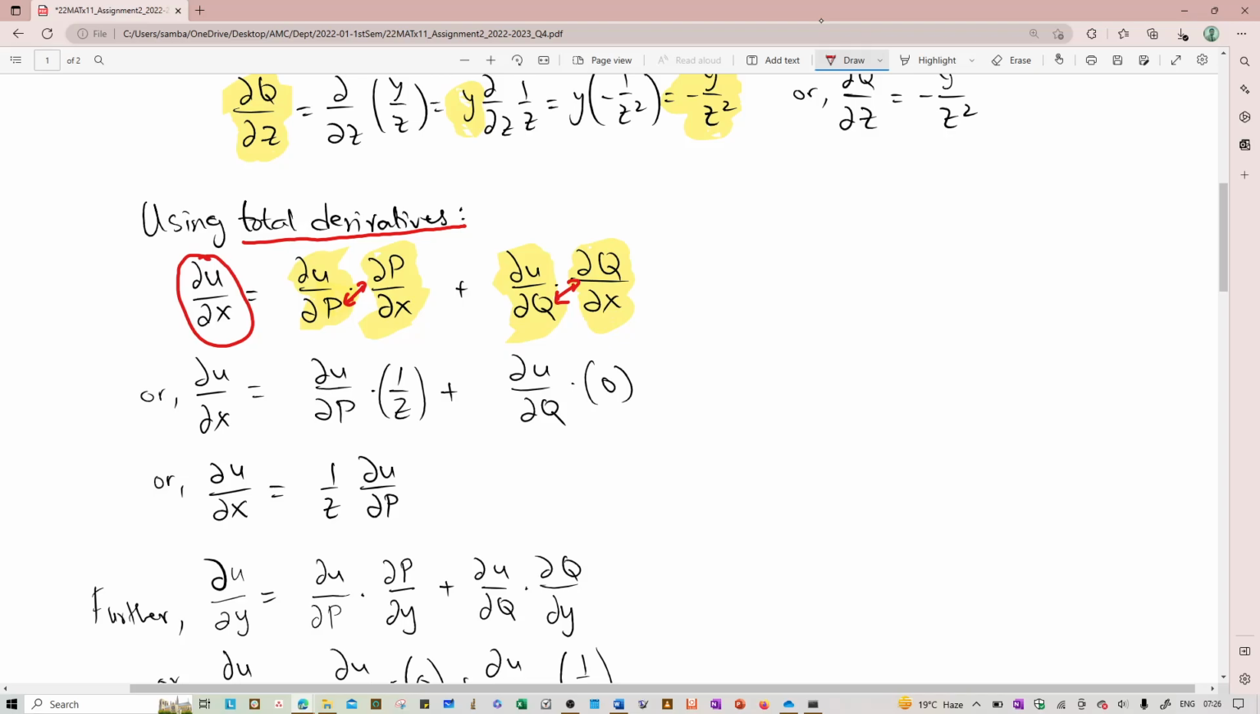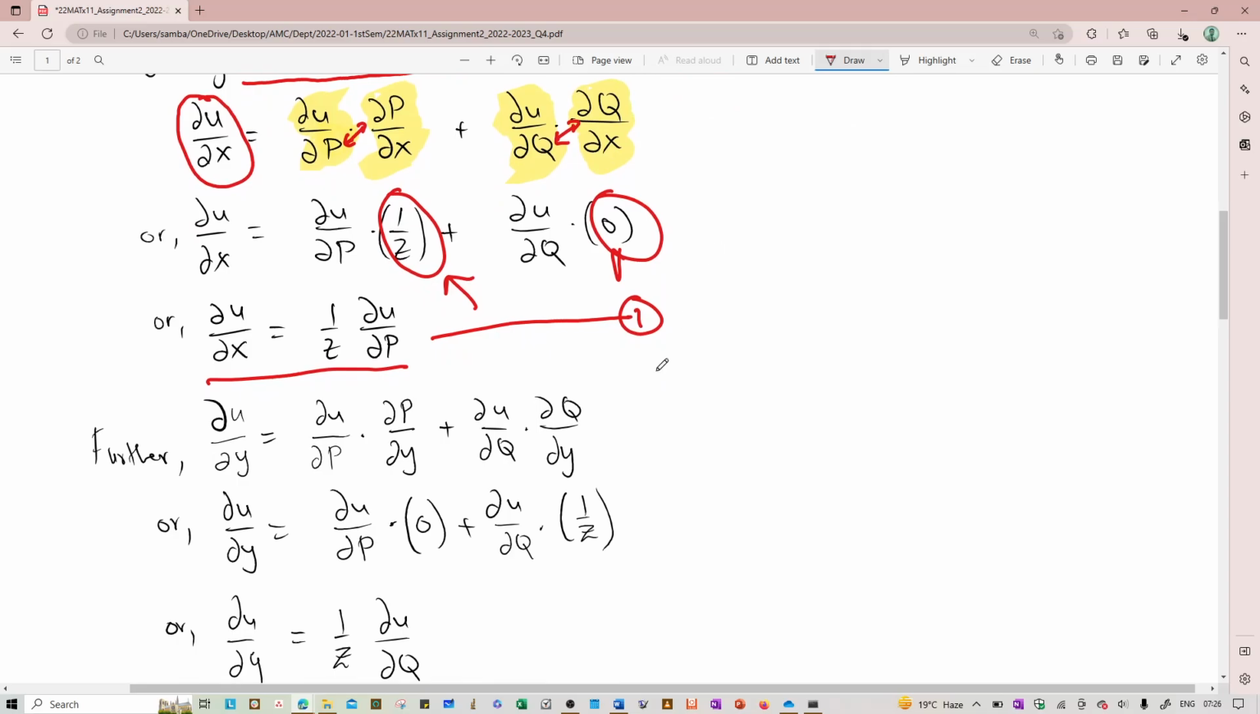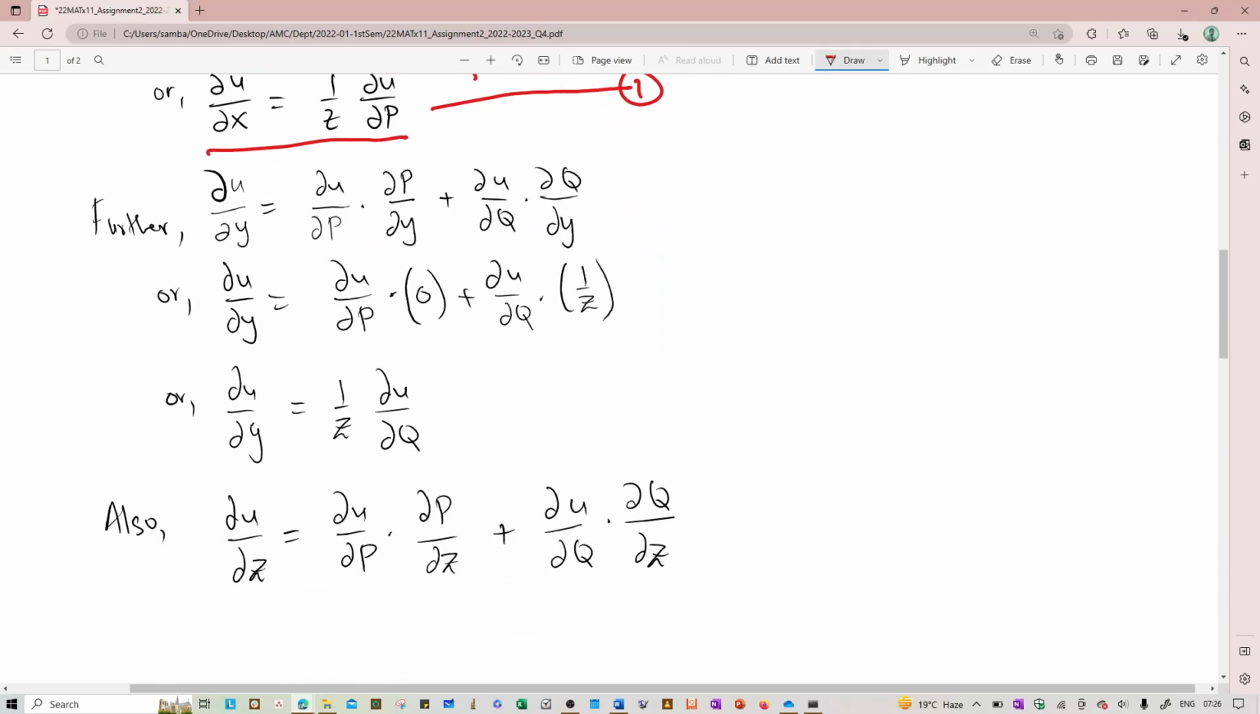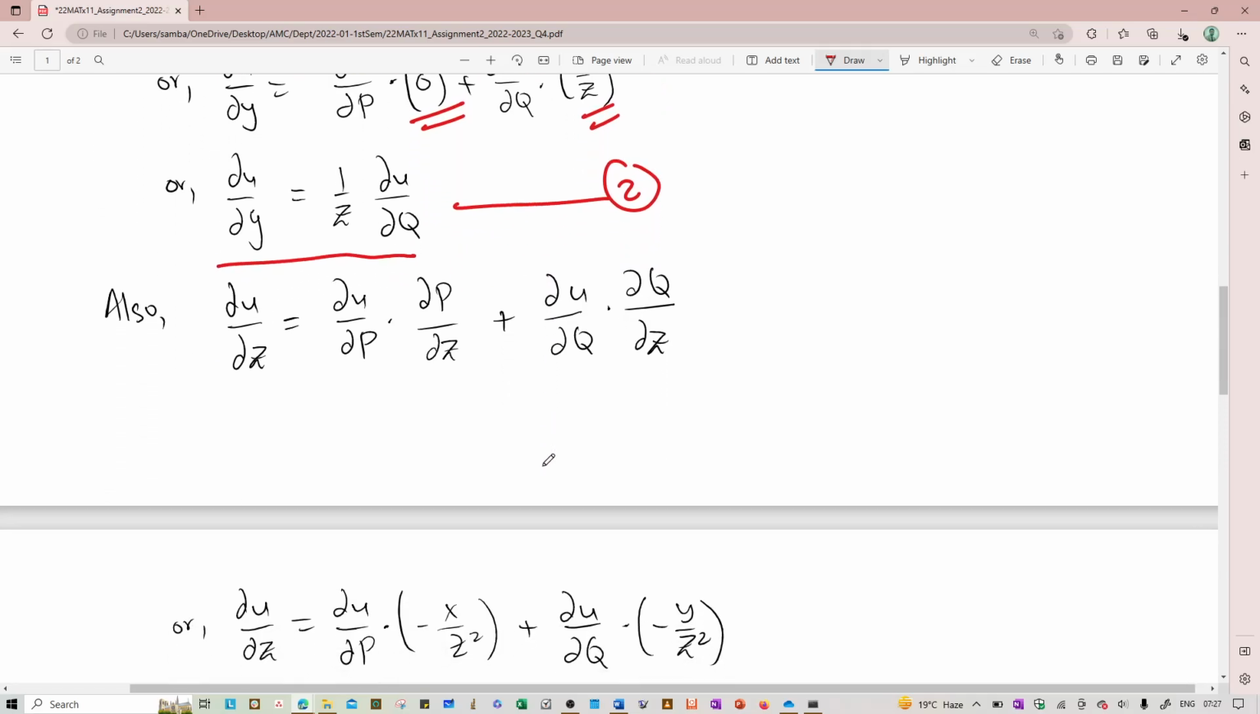Okay, now ∂p/∂x is 1 by z, ∂q/∂x is 0. We replace those values over here and we get an equation, right? So let's say that this is equation 1. And then similarly, ∂u/∂y is ∂u/∂p multiplied by ∂p/∂y plus ∂u/∂q into ∂q/∂y, and ∂p/∂y is 0, ∂q/∂y is 1 by z, and we get this equation: ∂u/∂y is equal to 1 by z times ∂u/∂q. Let's call this equation number 2, right? So equation 1 is done for x, equation 2 is done for y.